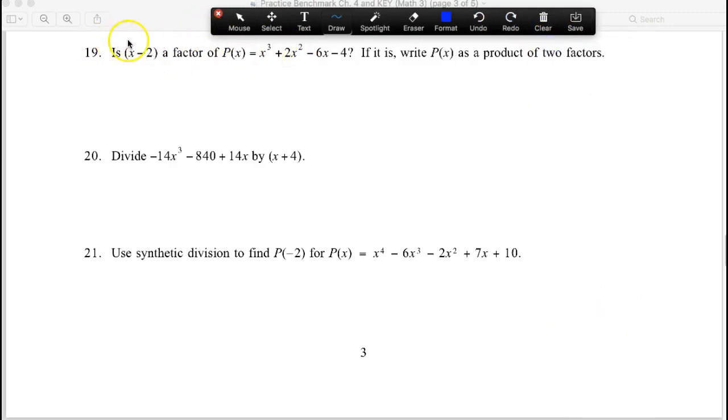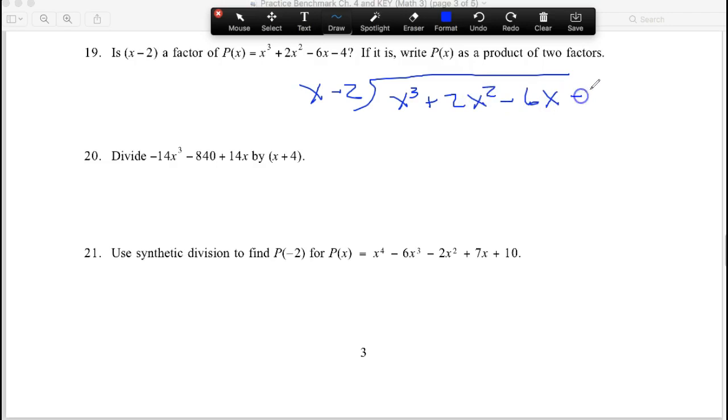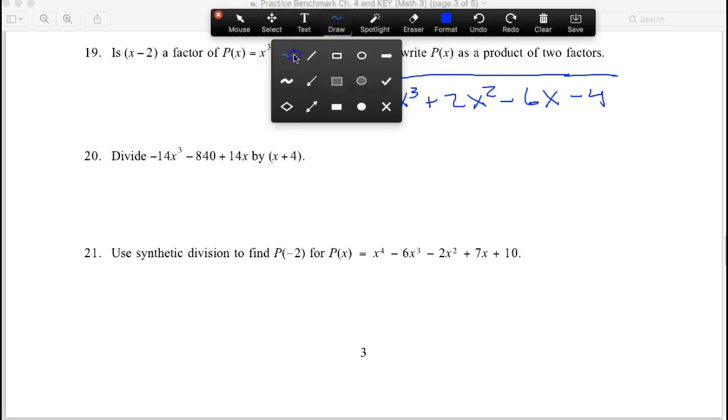Is this a factor of this? Well, that means I'm going to divide this into this and see if it goes evenly. So let's go ahead and do that. x minus 2, evenly meaning with no remainders. Does this divide into x cubed plus 2x squared minus 6x minus 4 with no remainders? Well, let's see. Now, I could do synthetic division on this, but we'll do that for the next one. It would be quicker, in my opinion. But let's go ahead and do polynomial long division.